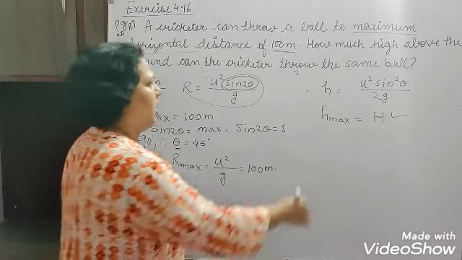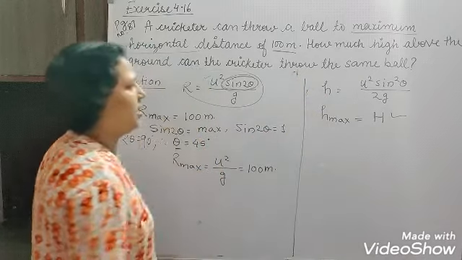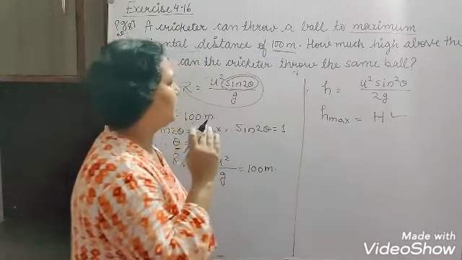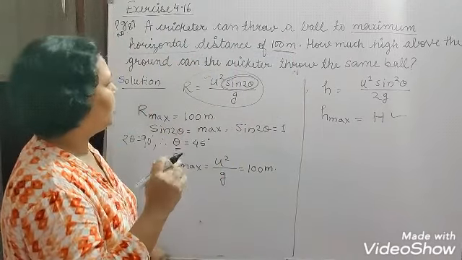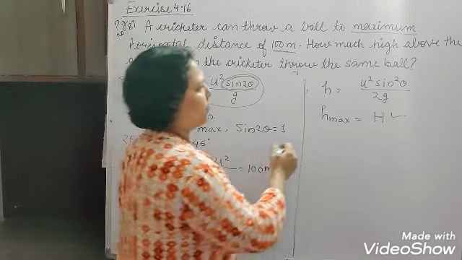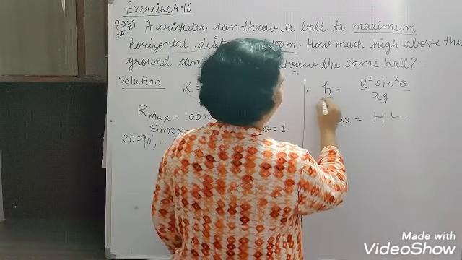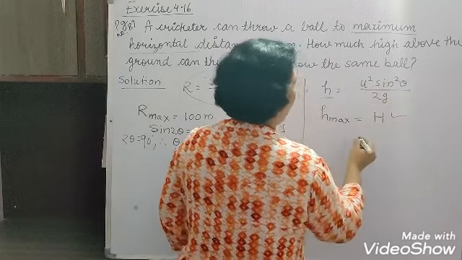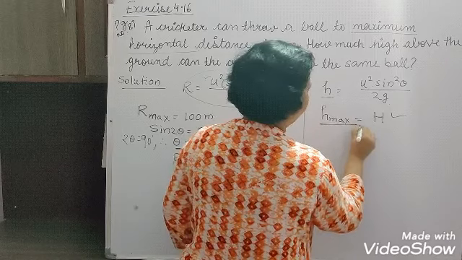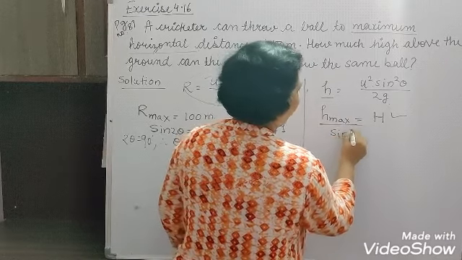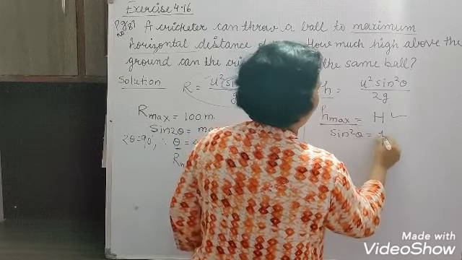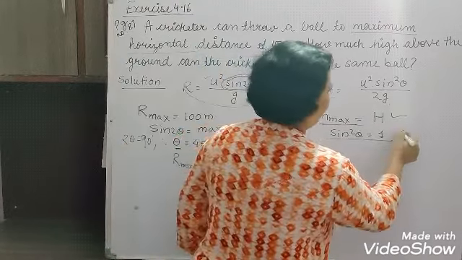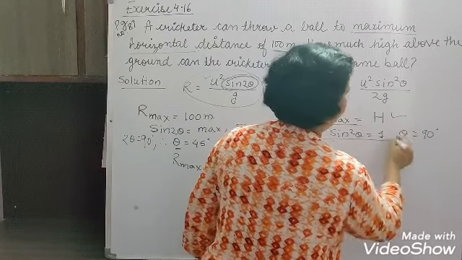Now look here. We have to calculate the maximum height to which the cricketer can throw the ball. So the formula for the height is h equal to u square sine square theta upon 2g. And when will you get h maximum? When sine square theta will be maximum, and this will be maximum when its value is 1, and this value will be 1 when theta is equal to 90 degree.